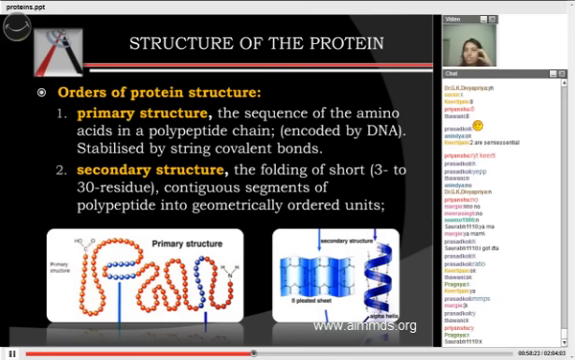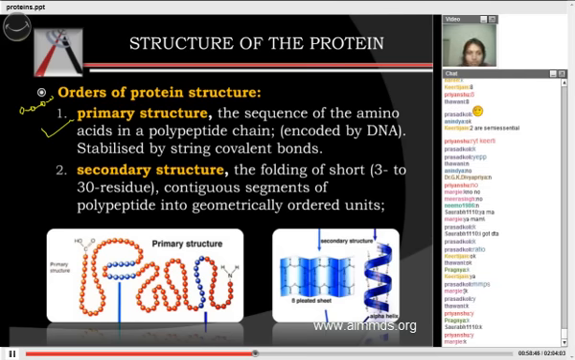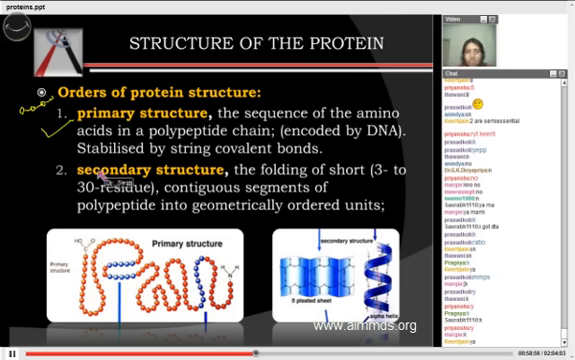Let's talk about the structure of the protein. When we talk about the structure of the protein, it is first made into various orders. The first order: if we have a lot of amino acids and we just join all those amino acids in chains, what we get is the primary structure. This is the one which is encoded by our DNA sequence. If you notice in the diagram here, it is just a chain. This long chain is the primary structure.